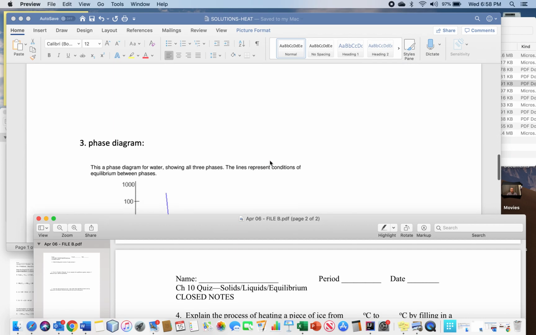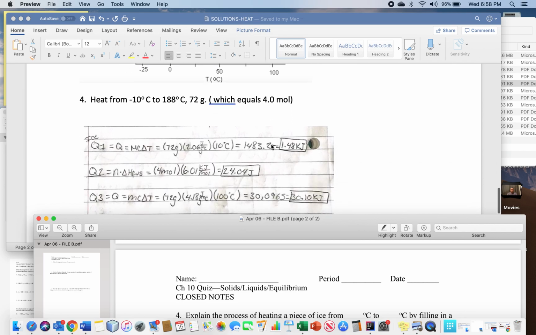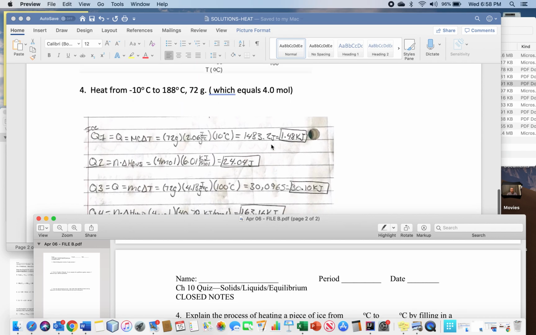Okay, here's the phase diagram. We've already talked about it. This is the triple point. This is the critical point. And this is the normal boiling point right here, 100 Celsius. Here's the Q1 through 5 problem. And how did you know to do this problem? It was on the "try this one" back in the April 6th video about Q1 through 5.